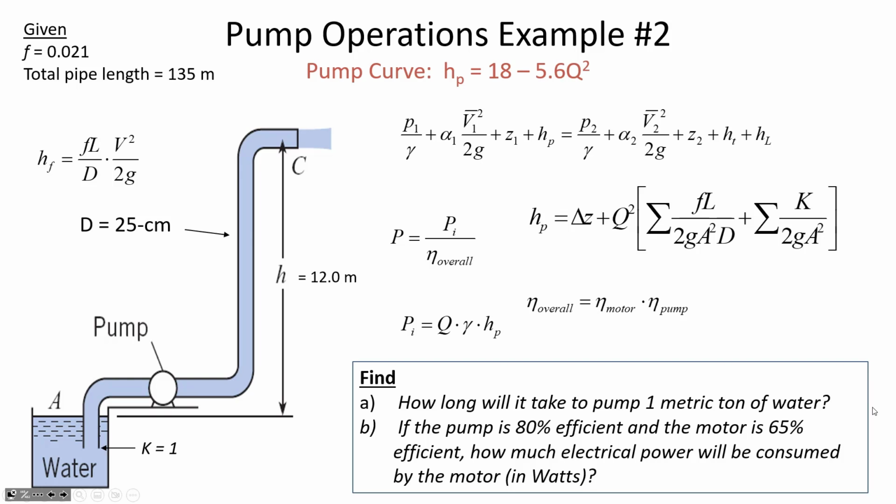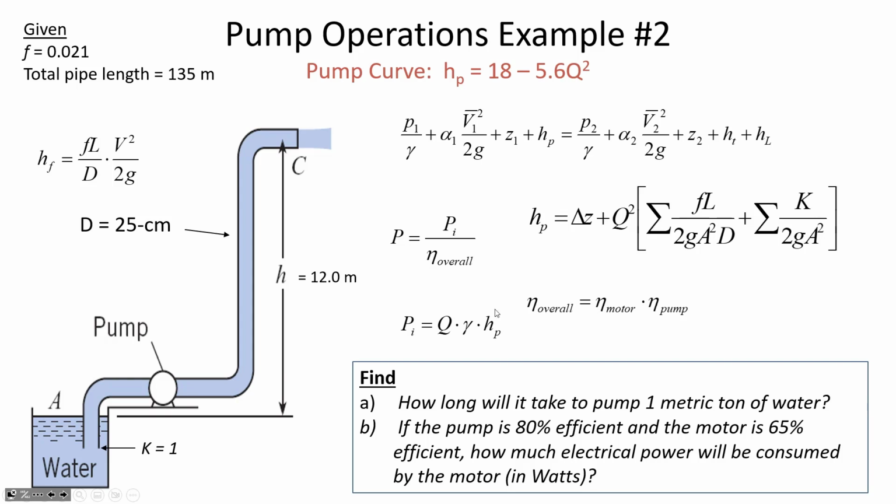Does anybody know what 1 metric ton is? 2,200 pounds? No. A ton in traditional units is 2,000 pounds. A metric ton is 1,000 kilograms. So 1 metric ton is 1,000 kilograms, which in other words is 1,000 liters. So we want to find out, solving for the flow rate, at that flow rate how long would it take to pump 1,000 liters?